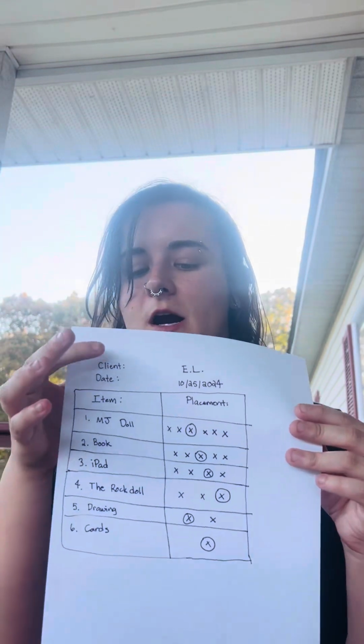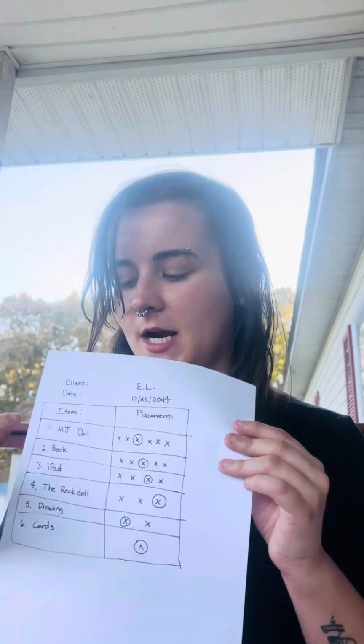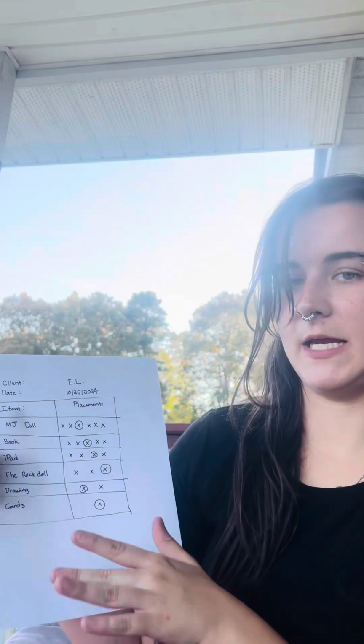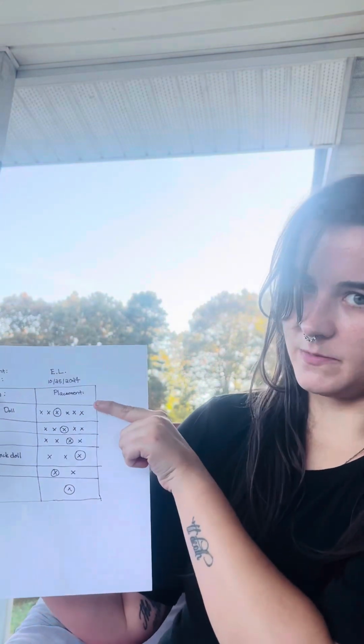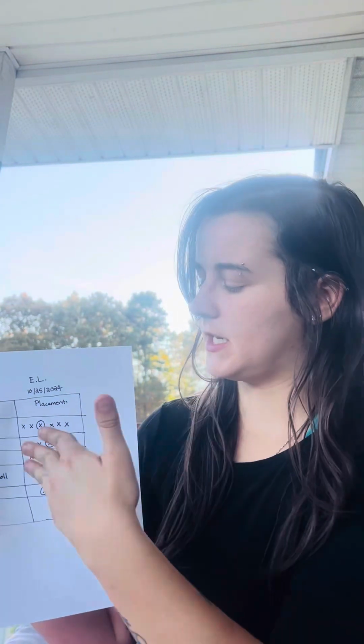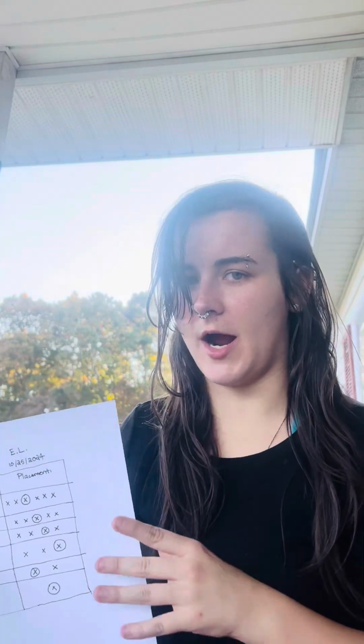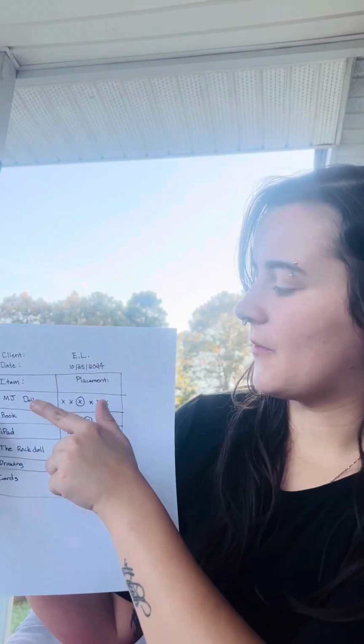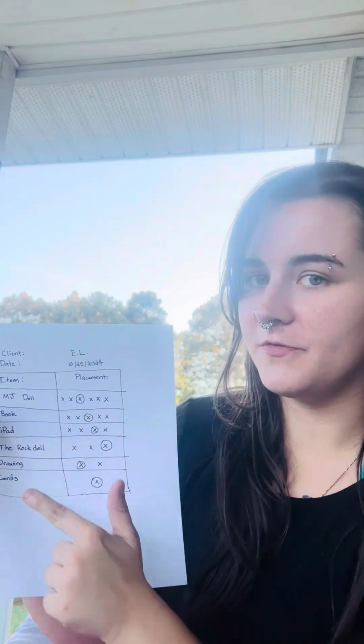So we have our client, I put his initials right here, and then the date it was conducted, and then you can make a table of the item and then the placement on the table. In retrospect, I could have mixed up the array each trial, but I did not for this model. But we have from most preferred to least preferred.